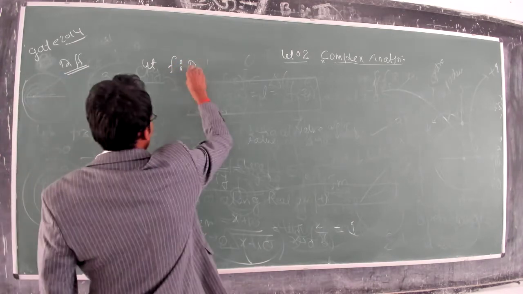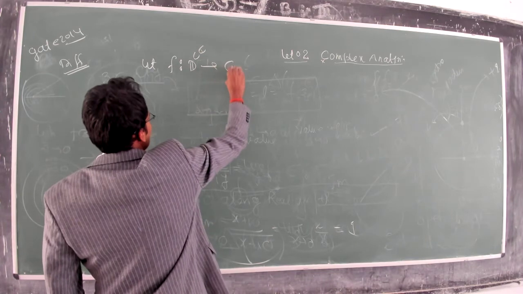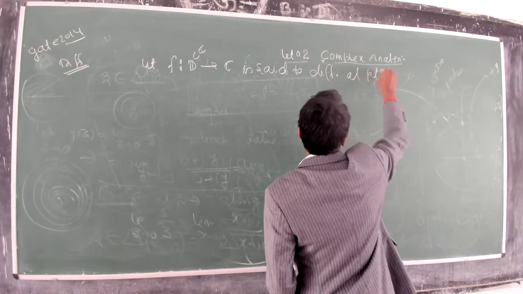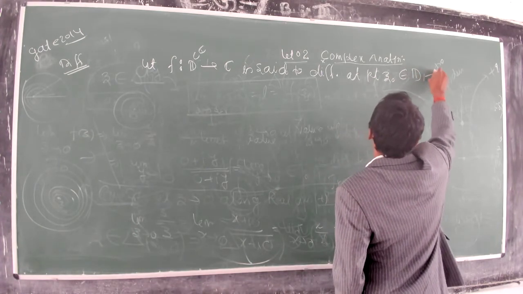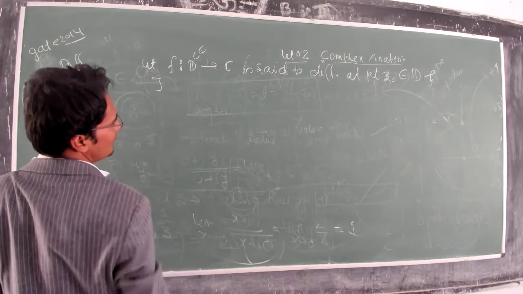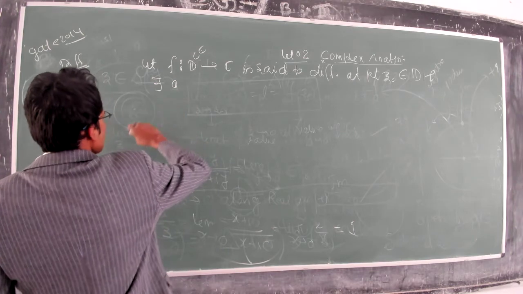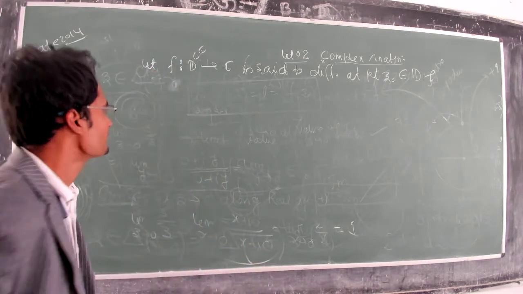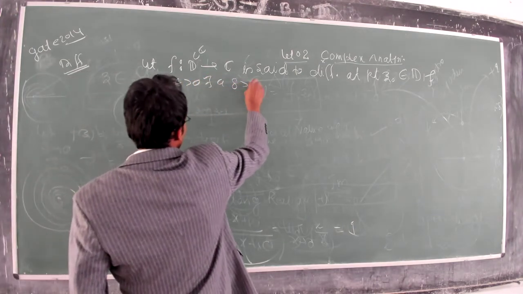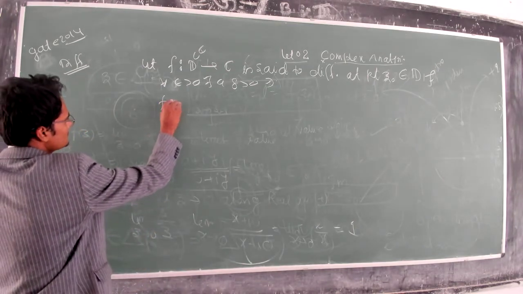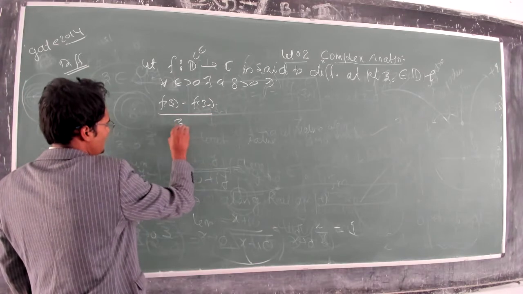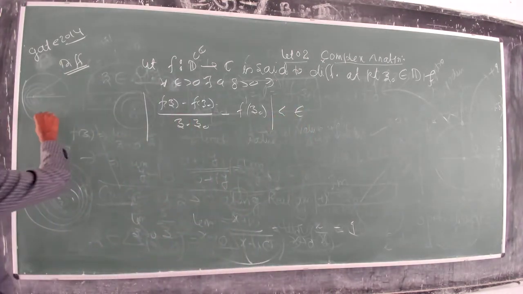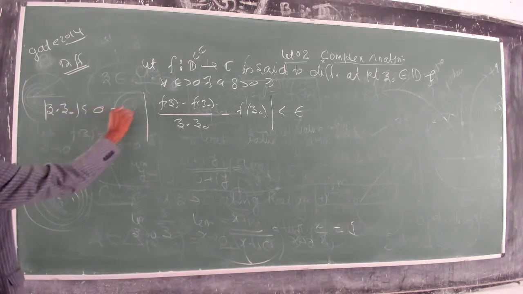Let f defined from a subset D of complex numbers to C is said to be differentiable at a point z naught belonging to D if, for every epsilon positive, there exists a delta positive such that |(f(z) minus f(z naught)) upon (z minus z naught) minus f dash z naught| is less than epsilon. Alright.